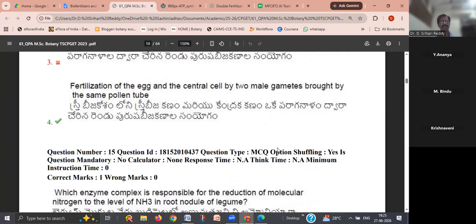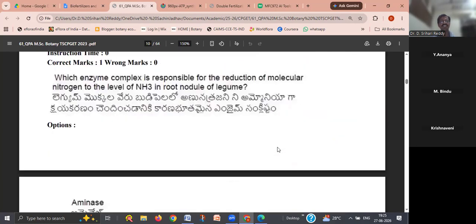And next, which enzyme complex is responsible for the reduction of molecular nitrogen to the level of ammonia in root nodule of legumes? So we know about the nitrogen fixation. In the nitrogen fixation, what happens? Nitrogen, the gaseous nitrogen cannot be utilized by the plants, so it should be converted into ammonia. So it is called as nitrogen fixation.